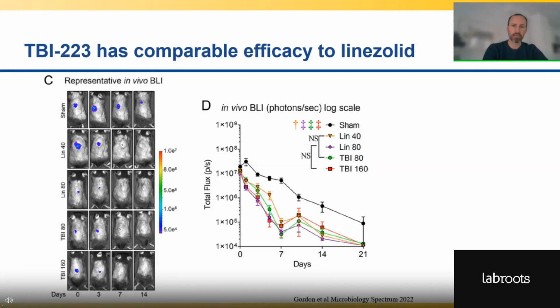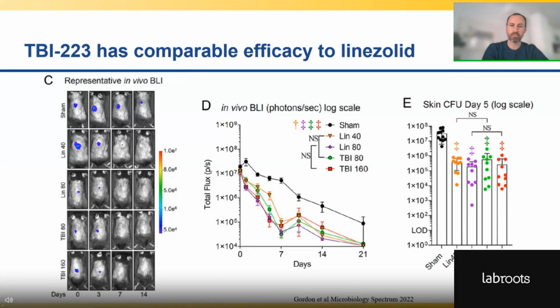And what we did is we did a head-to-head study comparing efficacy of TBI-223 to linezolid in a Staph aureus skin infection model. And as you can see using the bioluminescent strain of Staph aureus, both antibiotics had reduced bacterial burden compared to sham-treated controls, and they had similar efficacy between TBI-223 and linezolid-treated animals, suggesting that TBI-223 is in fact efficacious against Staph aureus skin infections. And to confirm these results, we performed CFU counts and found that a similar pattern emerged, where there was a significant reduction in the bacterial burdens in antibiotic-treated animals compared to sham control.